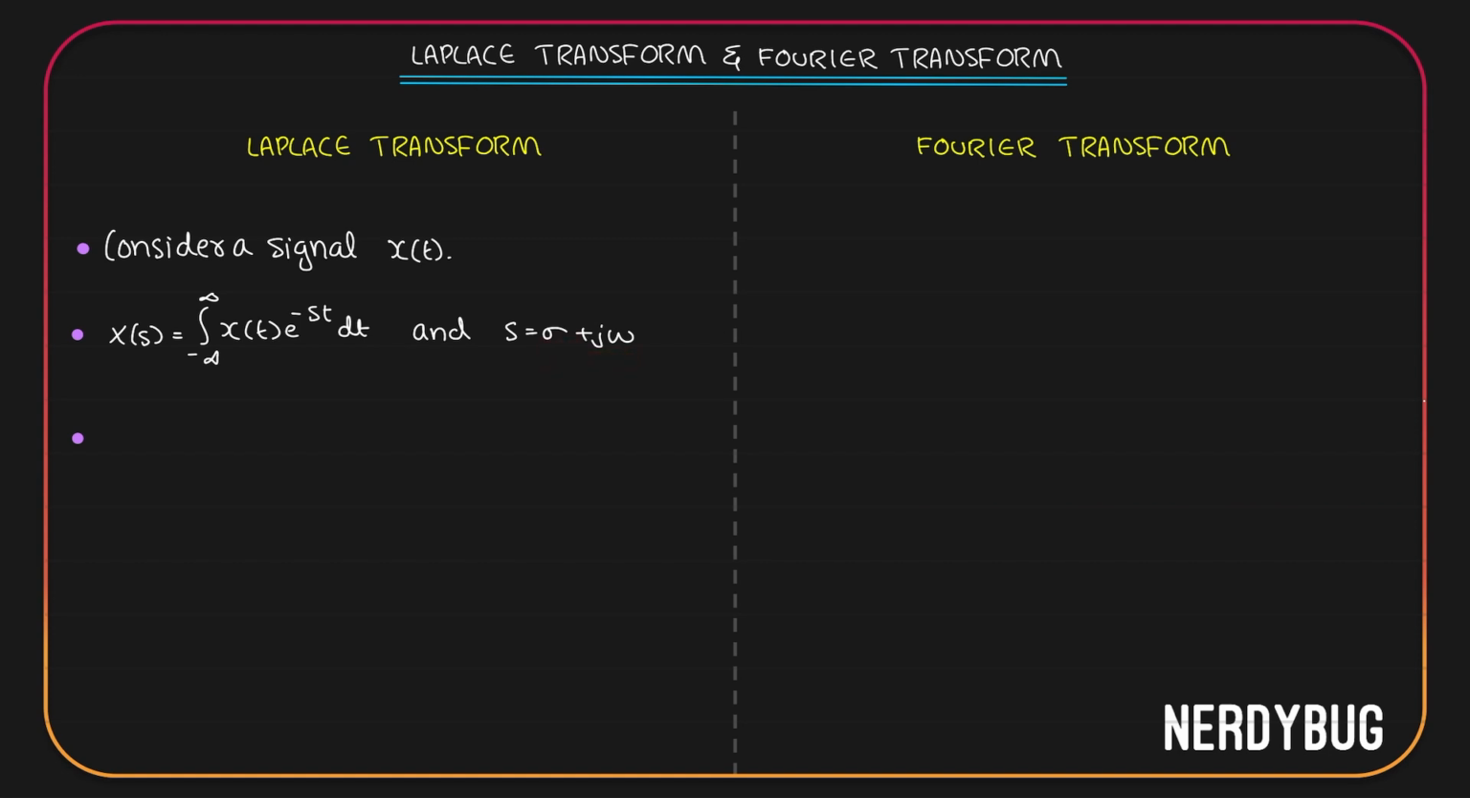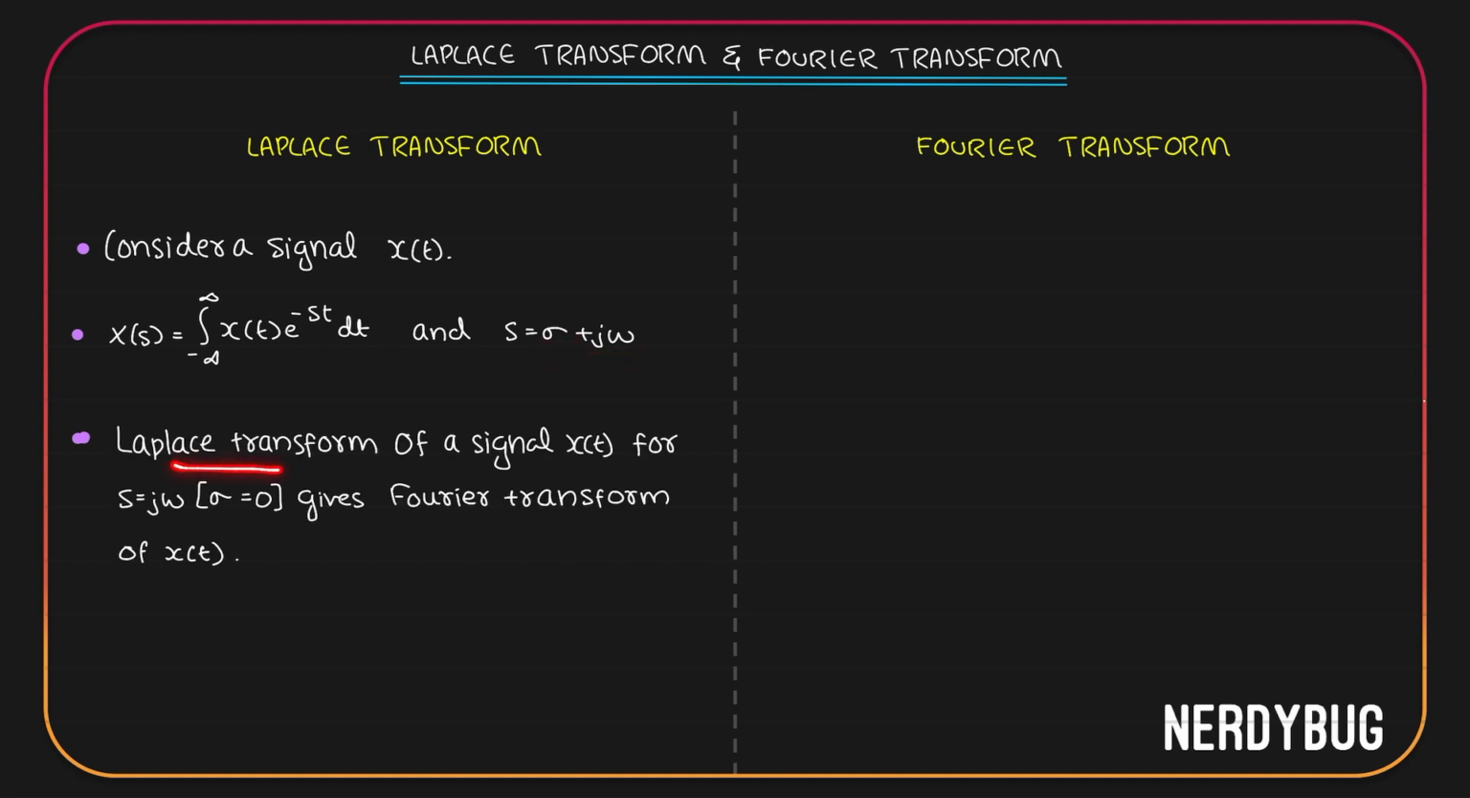So we can easily conclude that the Laplace transform of a signal x of t for s equal to j omega, that is the real part sigma is equal to 0, gives us the Fourier transform of x of t. Which means X of s for s is equal to j omega gives us the Fourier transform of x of t.